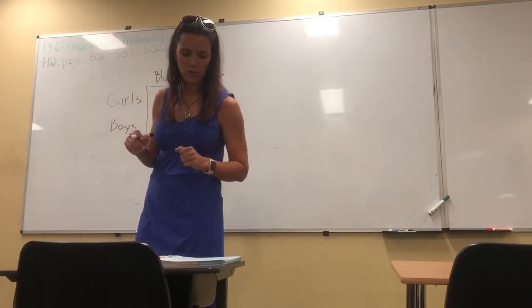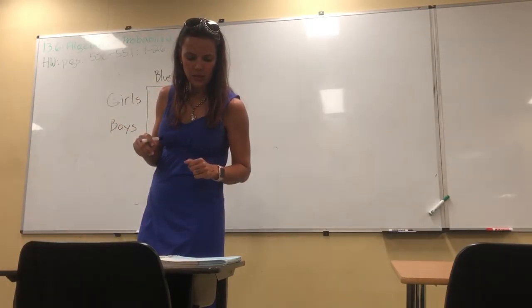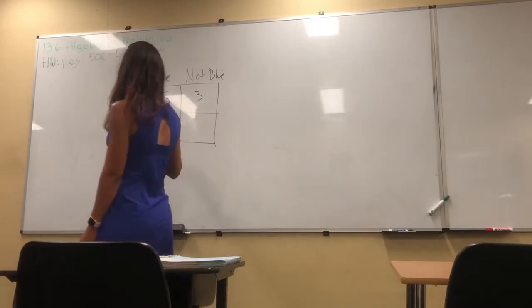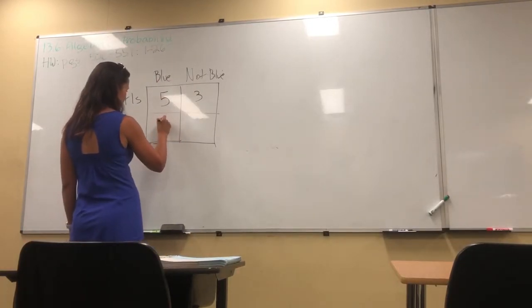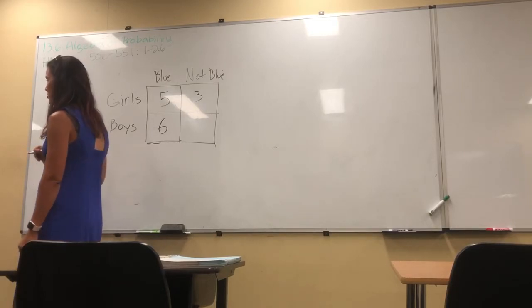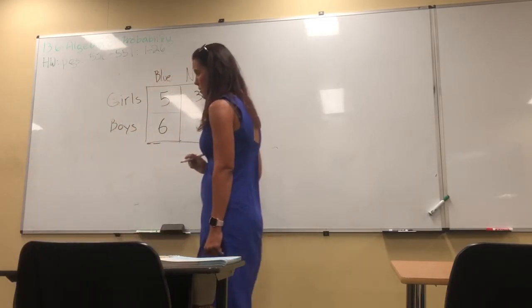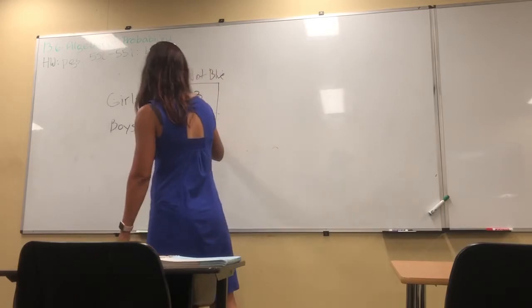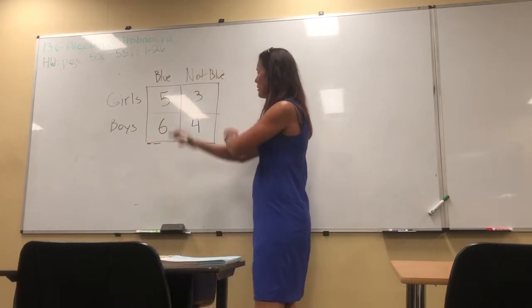Now for the boys, what does it say? It says 6 of the 10 boys have blue eyes. So we know that 6 goes here. Lucas, if we have 10 boys and 6 have blue eyes, how many do not have blue eyes? 4. Right? So we can just do a simple table.